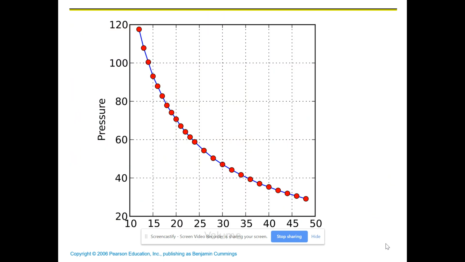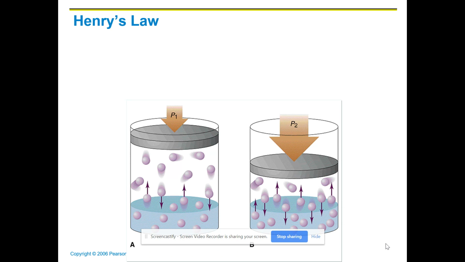Boyle's law. Again, if I increase the volume, pressure goes down. If I decrease the volume, pressure goes up. This line, this graph, shows you the relationship between the two. So get another one. This one's called Henry's law.